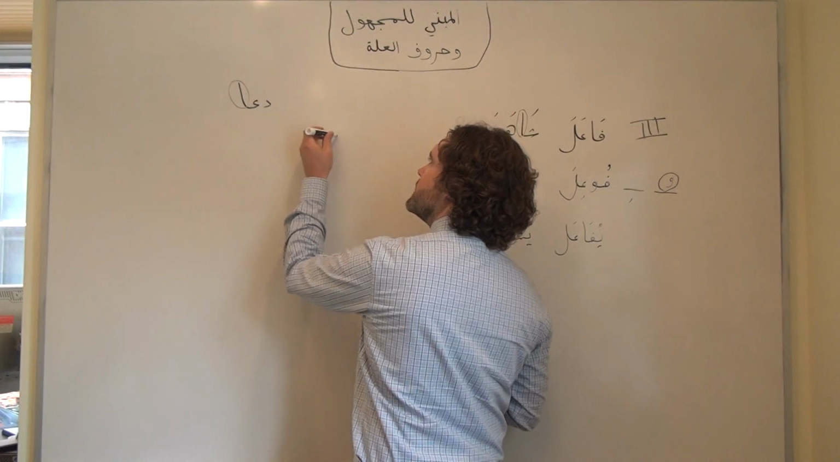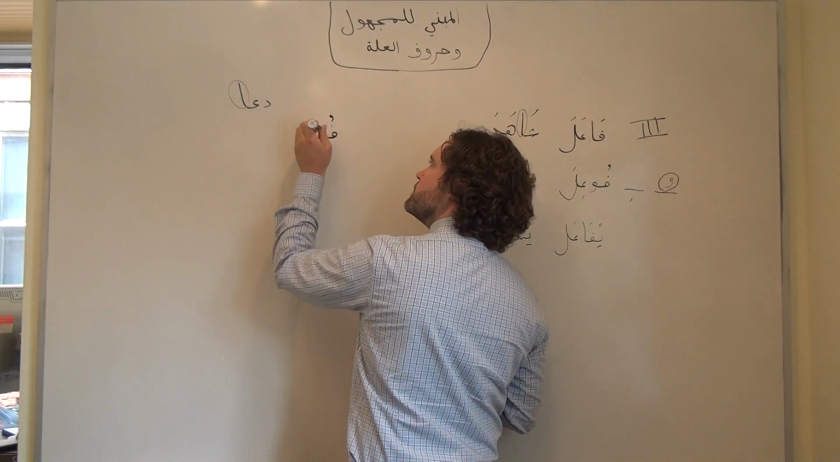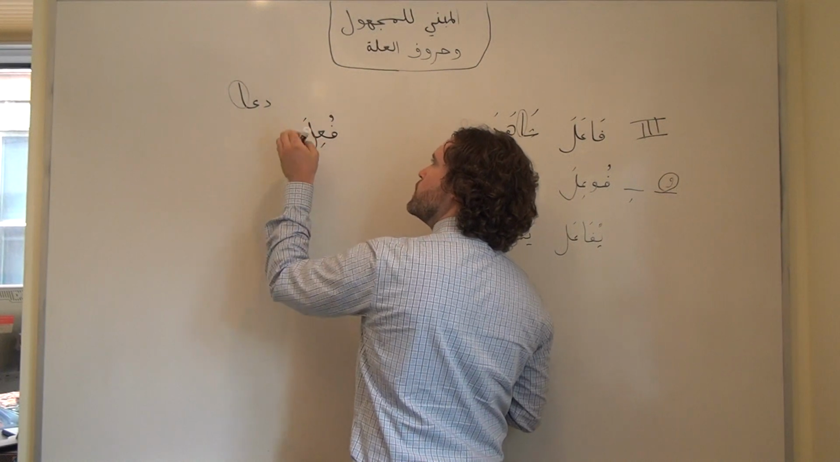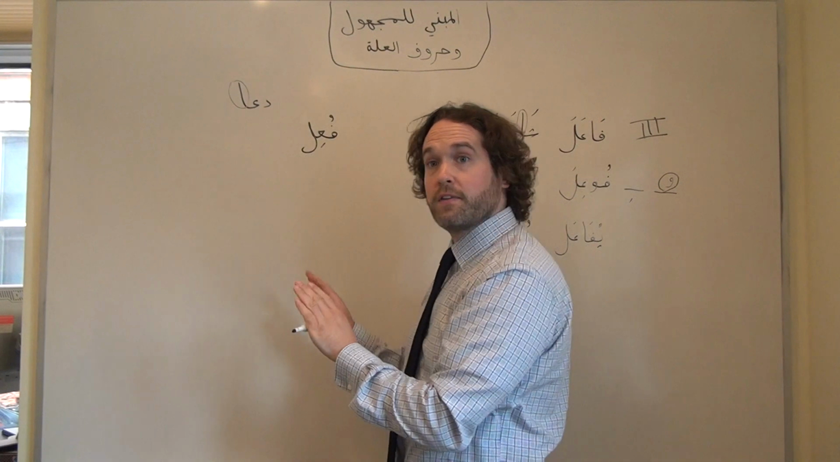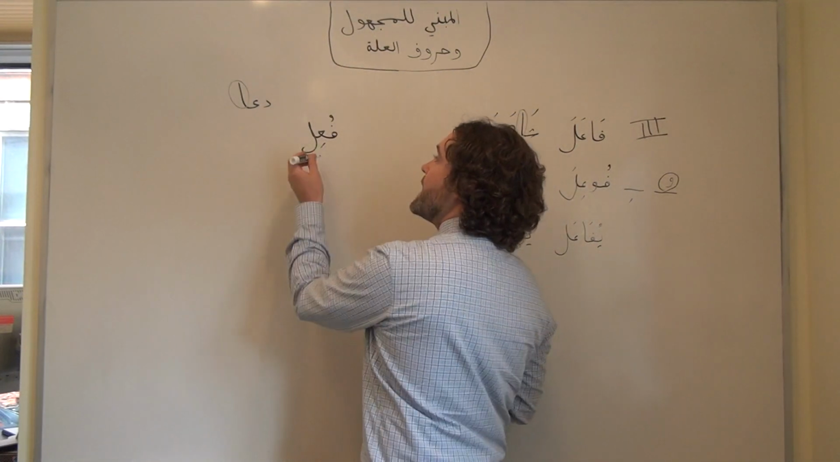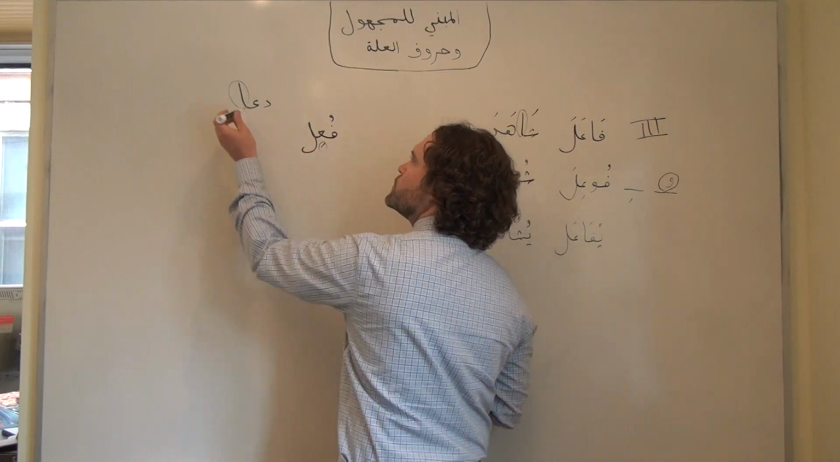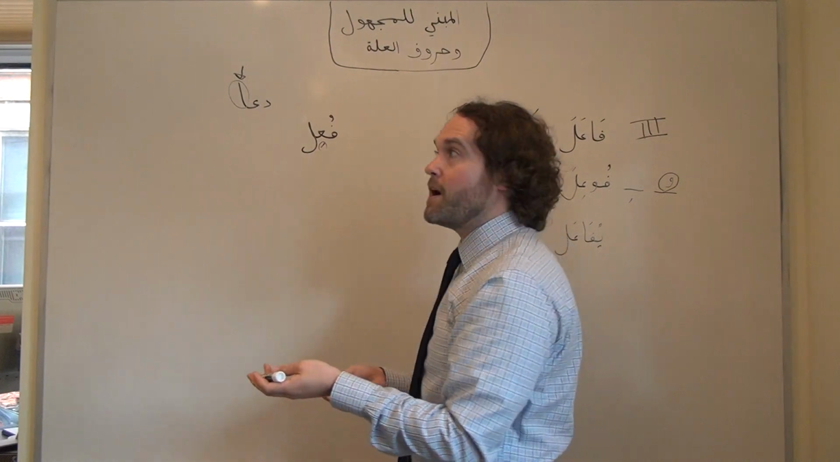So, in a Form 1 passive verb, we're going to need these vowels. I suppose the fatha is optional depending on the conjugation, but we're going to have a dhamma here and then a kasra. And the kasra is going to similarly make its will known on that vowel.